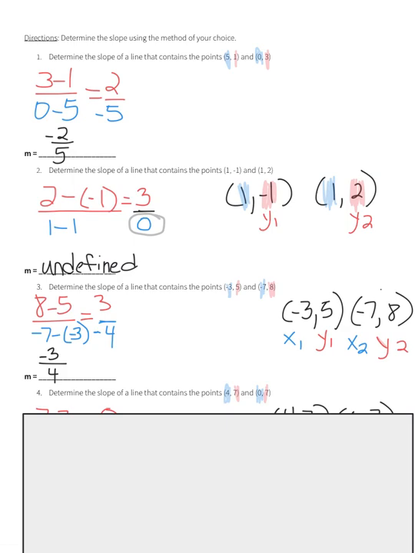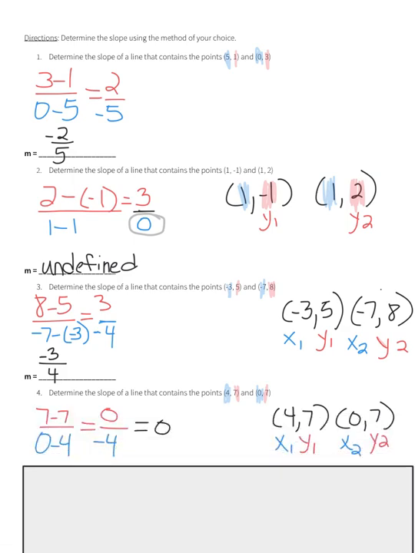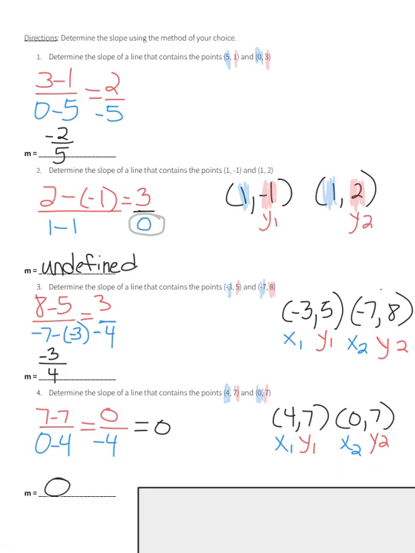And our last one, we have our change in y over our change in x, and we end up with the answer 0 over negative 4, which is equivalent to 0. Remember, when you have an answer of 0, your slope is 0. So when the 0 is on the bottom, the slope is undefined. When the 0 is on the top, the slope is 0. So hopefully you remembered that and you got those ones correct.